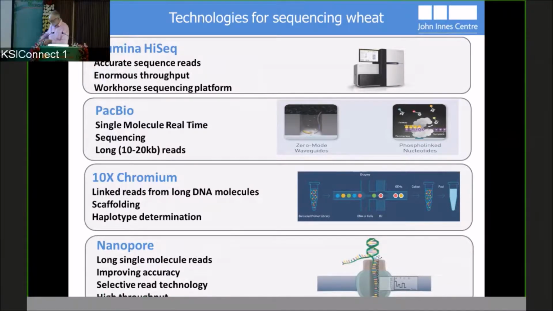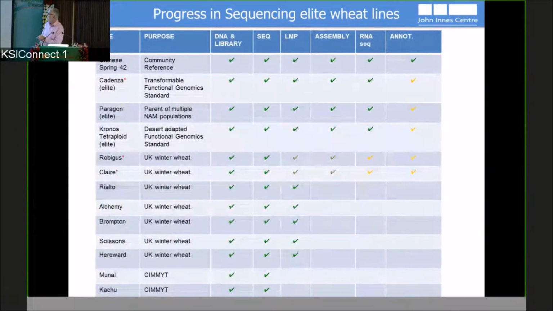So this table shows the progress that we've made in sequencing elite wheat lines, primarily UK wheat lines, because that's what we're funded to do. We published a reference sequence of Chinese Spring earlier this year. This has already been supplanted by other, much better, more contiguous assemblies. We've sequenced these varieties here. I'll just go through why we've done it.